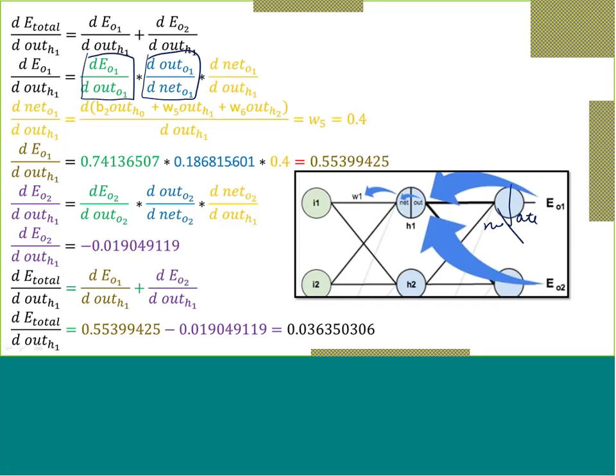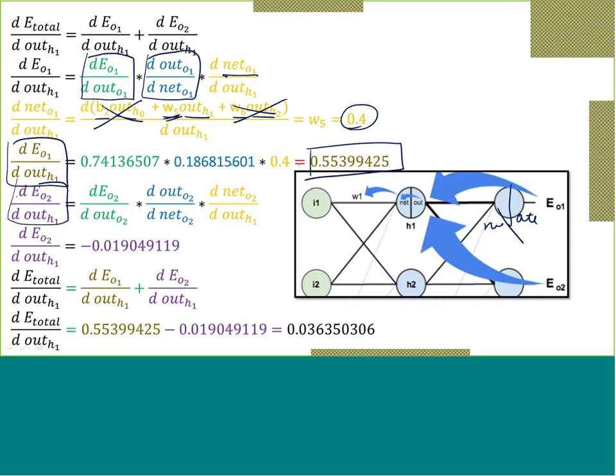And this is net O1 by out H1. Let's see what is net O1. Net O1 is B2 plus out H1 W5 plus out H2 W6, and we have already seen it. Now when we differentiate with out H1, the constants go away, and this leaves W5. This is chain rule, and this is 0.5. When you multiply, you will get dEO1 by out H1.